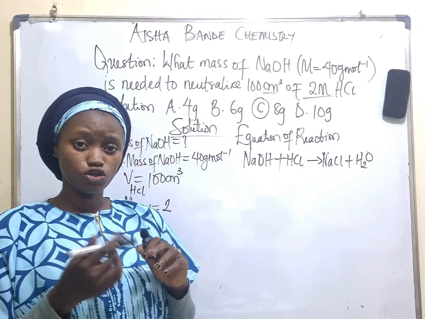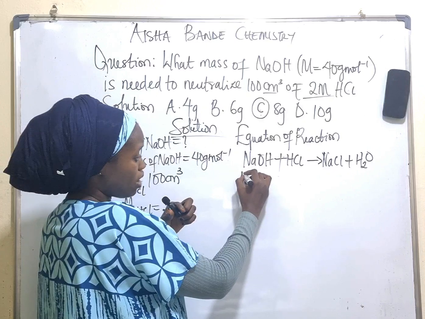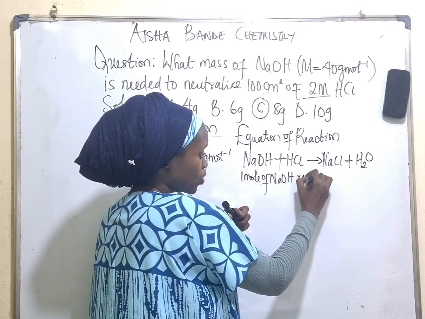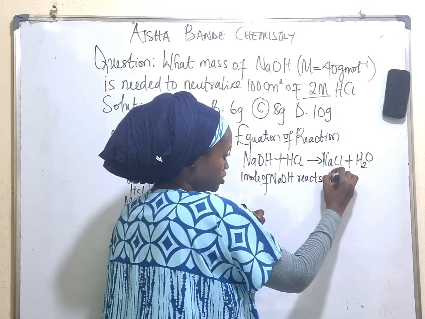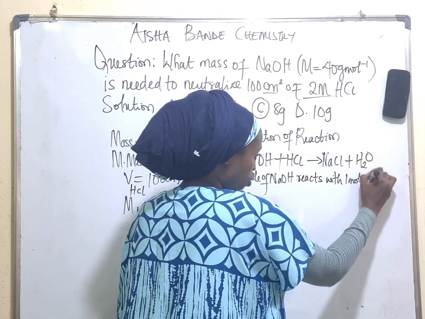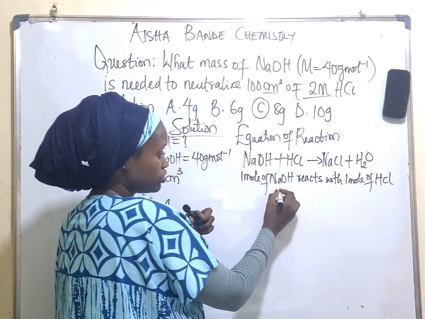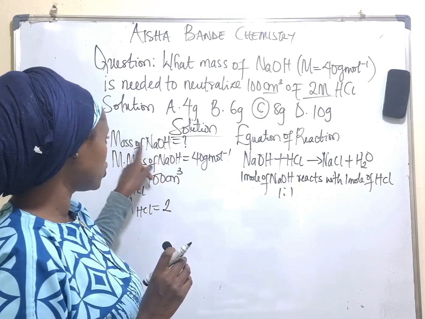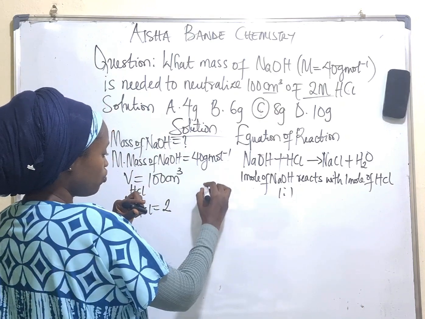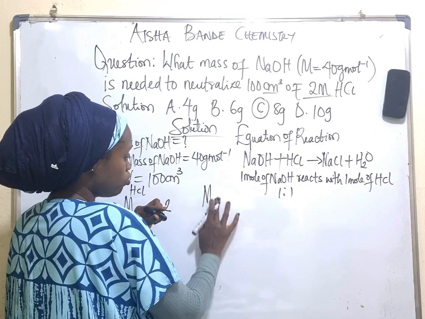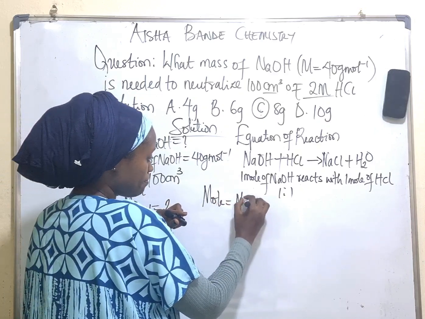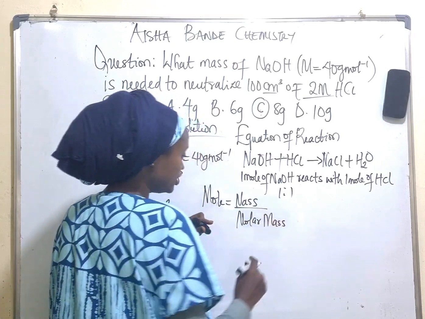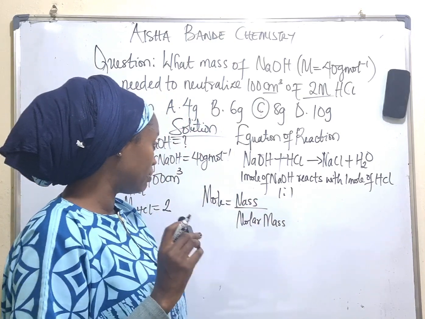Now, looking at the equation of reaction, we can see that 1 mole of sodium hydroxide reacts with 1 mole of HCl. So this is 1:1. Next, what we are looking for is the mass of sodium hydroxide. We know there's a formula which says that mole is equal to mass over molar mass. We all know this formula. This is the relationship between mole, mass and molar mass.